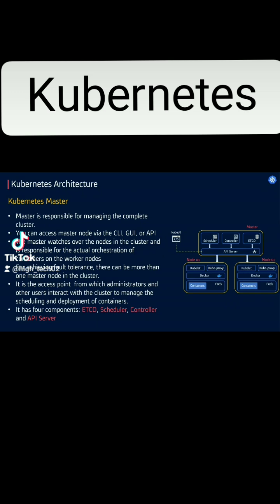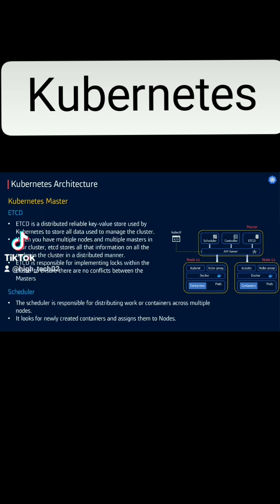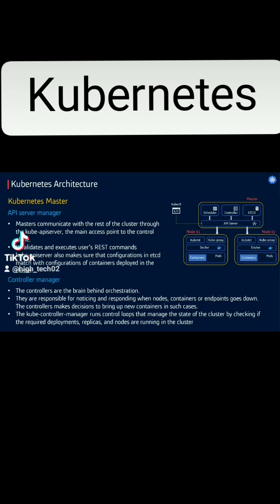When was Kubernetes created? Kubernetes was initially developed by Google and released as an open source project in June 2014. It became a part of the Cloud Native Computing Foundation, CNCF, in 2015.